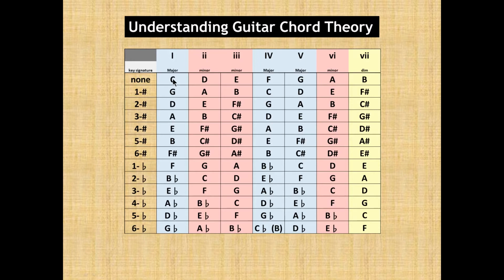And in the key of C, the 1 chord is the C, the 2 chord is a D minor, the 3 chord is an E minor, the 4 chord is an F, the 5 chord is a G, the 6 chord is an A minor, and the 7 chord is the B diminished. Now, I've colored this chart in such a way to show that these light red cells are minor chords, and again, indicated by the lowercase Roman numerals. And the uppercase Roman numerals and the blue cells represent the major chords in any key.